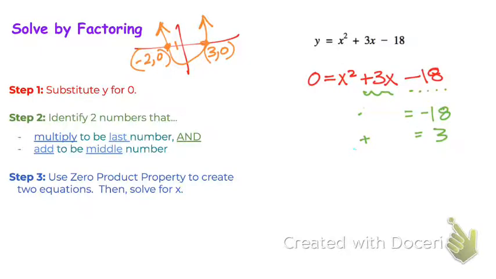So now I'm going to try 3. Let's try 3 and 6. 3 times -6 is -18, and 3 plus -6 is -3. We're looking for +3, so we're close. Let's just try switching those signs. -3 and +6. -3 plus 6 is 3. So we found our two magic numbers. It's -3 and 6, so that's what's going to go inside the parentheses.